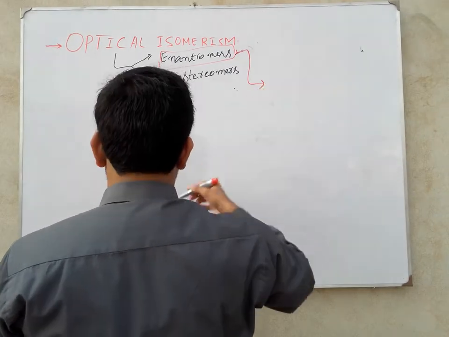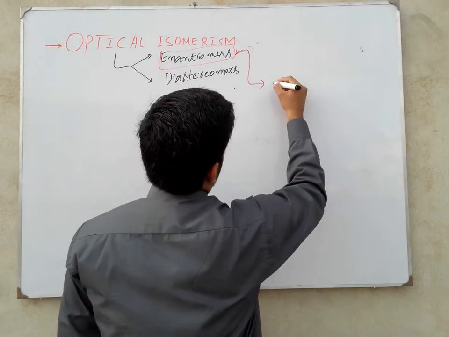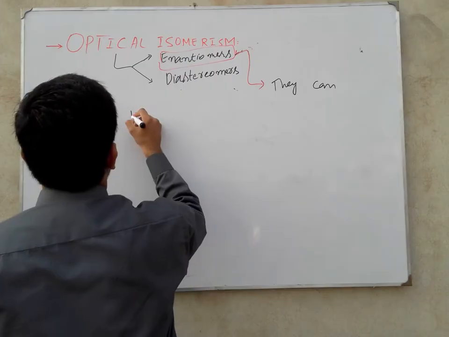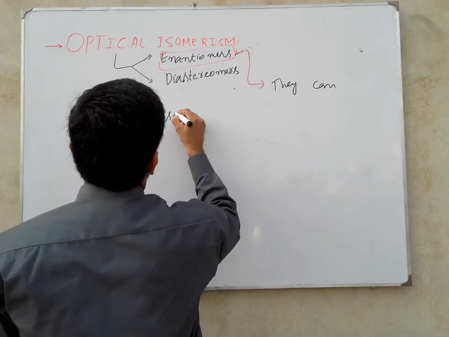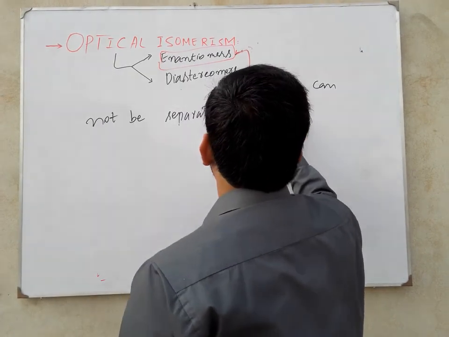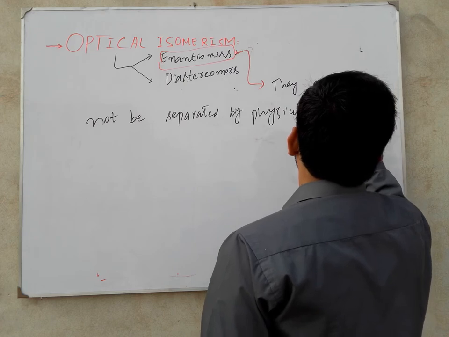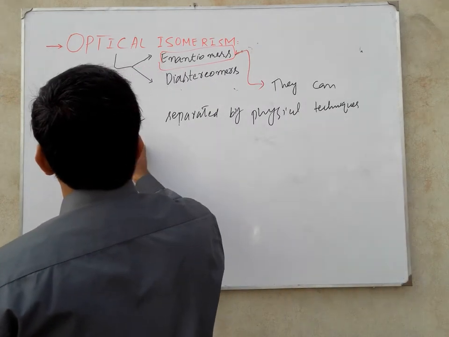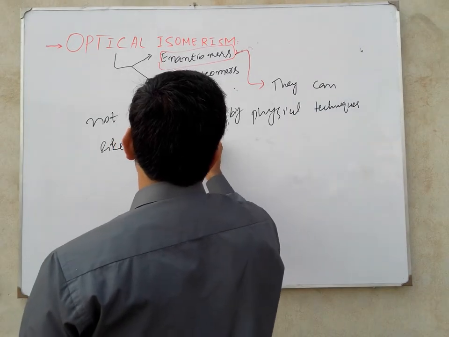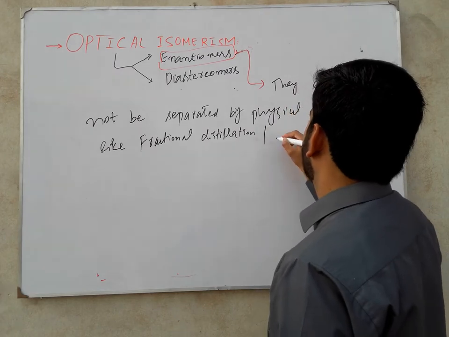Enantiomers have identical physical and chemical properties, so they cannot be separated by physical techniques like fractional distillation or crystallization.